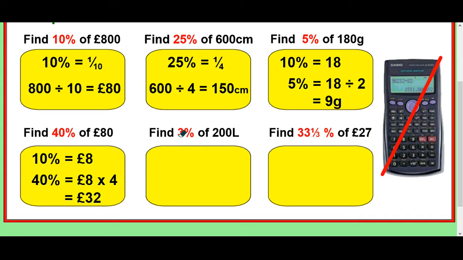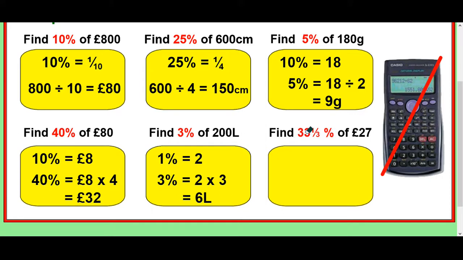Now to get 3% of 200 litres, I'm not going to start with 10 this time. I'm going to actually start with 1%. Now to find 1%, you could divide by 10 to get 10% and divide by 10 again, but much quicker just to divide by 100. So if I take my 200 and divide by 100, I would get 2. And once I know that, to get 3%, well that's 3 times that amount. So 2 times 3 and you'll get your 6 litres.